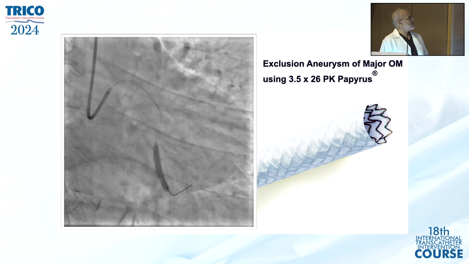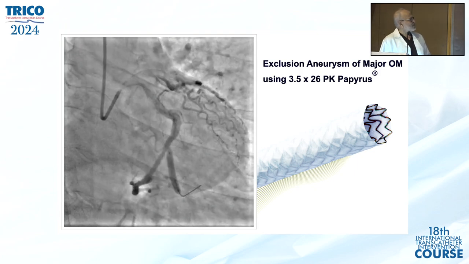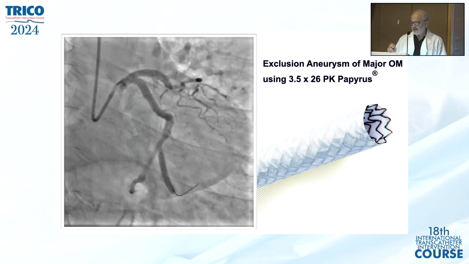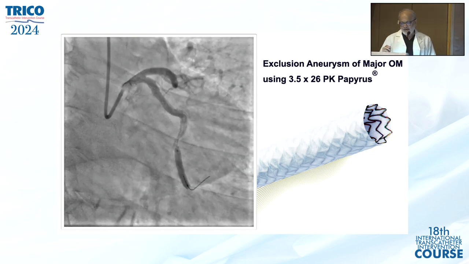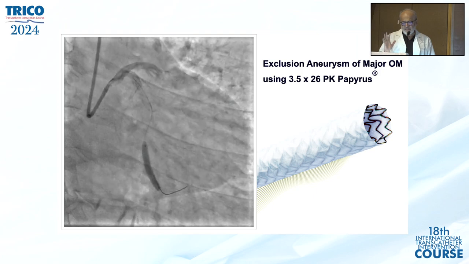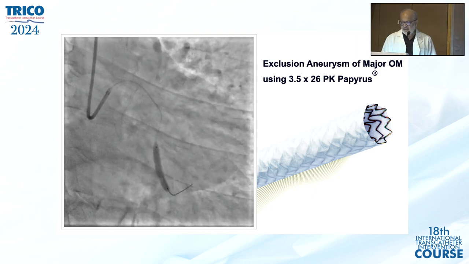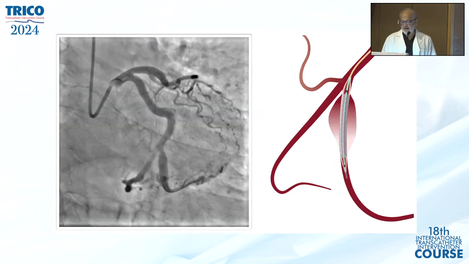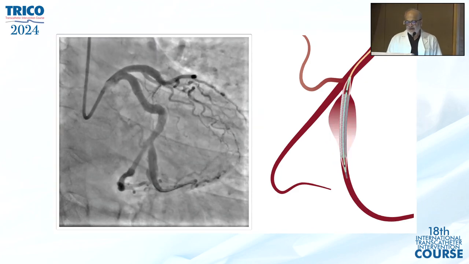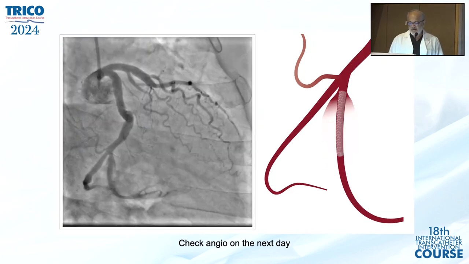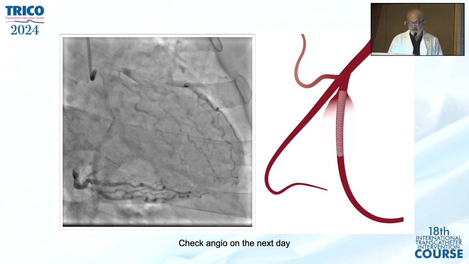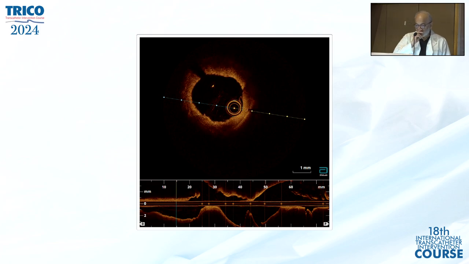Here there was a question. We wanted to preserve the big circumflex. So keeping a little bit of area open at the aneurysm site, we didn't mind. Accordingly, we used a Papyrus 3.5 by 26, dilated. And the result, a little bit here and there, looked like this. On the next day, this was the picture.